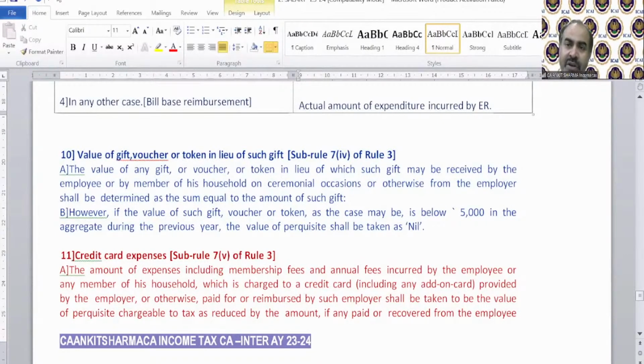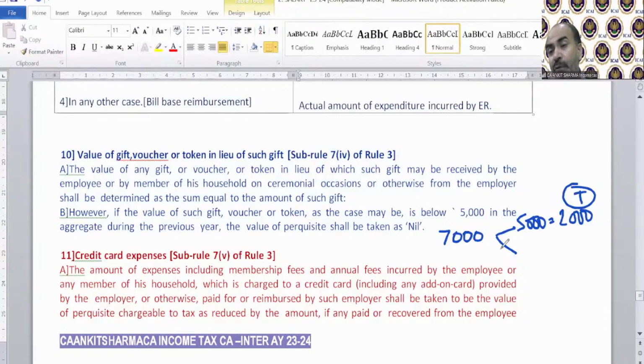Here are actually two views. One view is this: if you are receiving a 7,000 rupees gift, one view says that up to 5,000 is exempt and the balance 2,000 is taxable. The other view says that if it is up to 5,000, the perk value will be nil, but if it exceeds 5,000, then the full value is going to be taxable. For examination, you can use any view, but you should write which view you are using. From my point of view, the first view is better. You should exempt it up to 5,000 and the balance needs to be taxable.